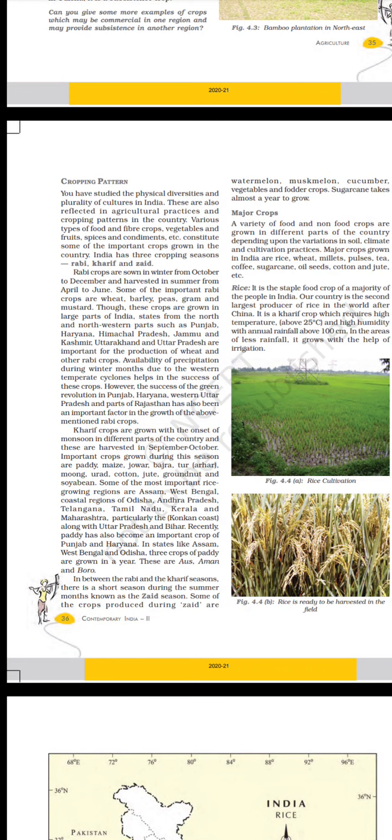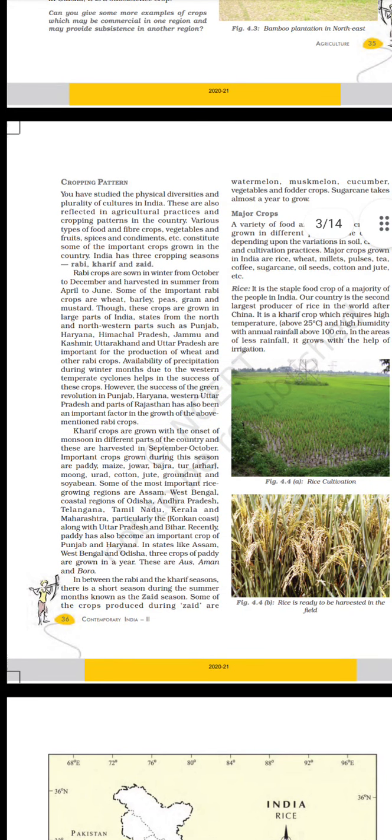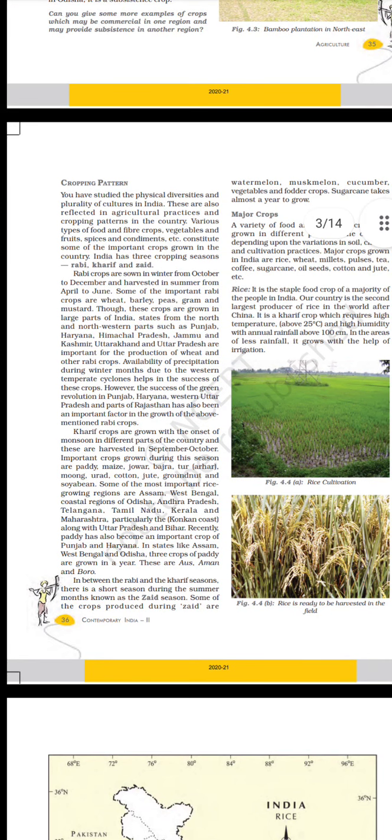India has three cropping seasons: Rabi, Kharif and Zaid. Rabi crops are sown in winter from October to December and harvested in summer from April to June. Some of the important Rabi crops are wheat, barley, peas, gram and mustard.